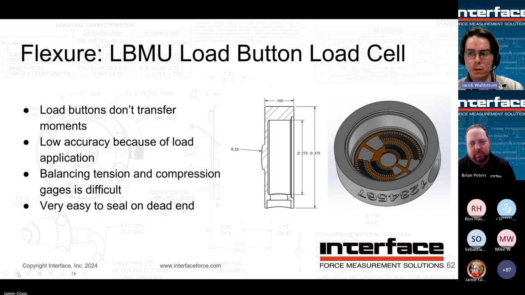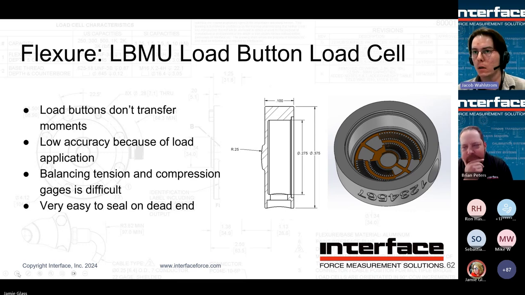So since Interface makes our own strain gauges, we were able to make an all-in-one. This is also called a patch gauge, and this means that the tension and compression gauges relative to each other are in the same location every single time, and the technician only has to install one patch. So this helps these load cells perform as best they can, and also be a cost-effective cell to manufacture.